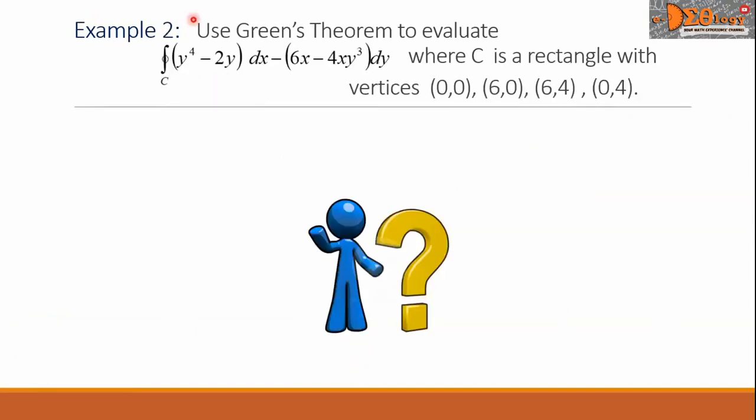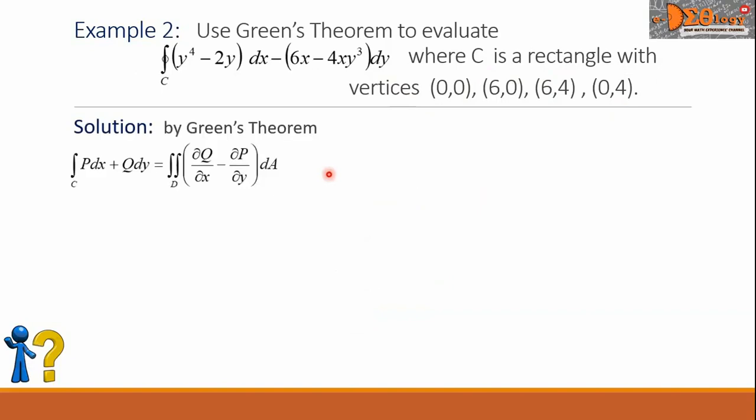Example 2. Use Green's theorem to evaluate the line integral of the quantity y raised to 4 minus 2y, dx, minus the quantity 6x minus 4x y cubed, dy, where C is a rectangle with vertices (0, 0), (6, 0), (6, 4), (0, 4).